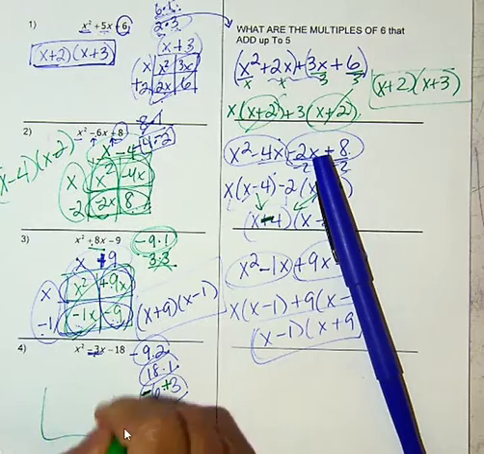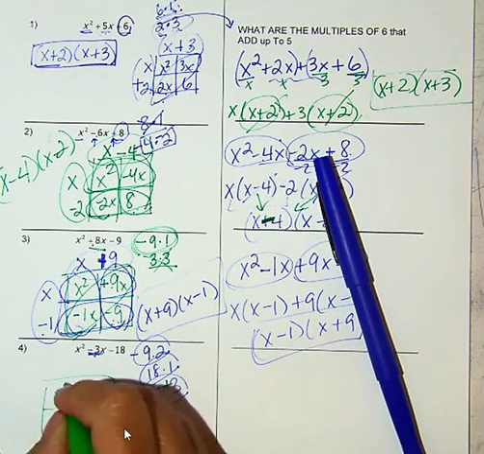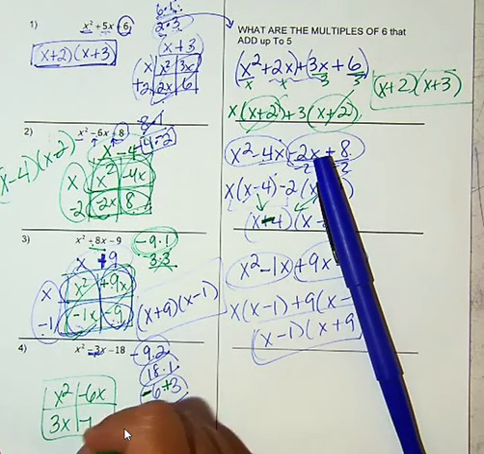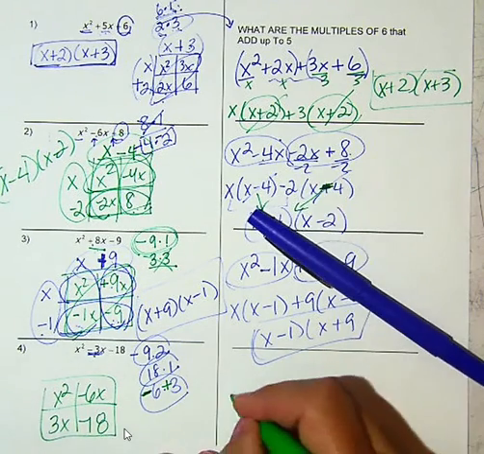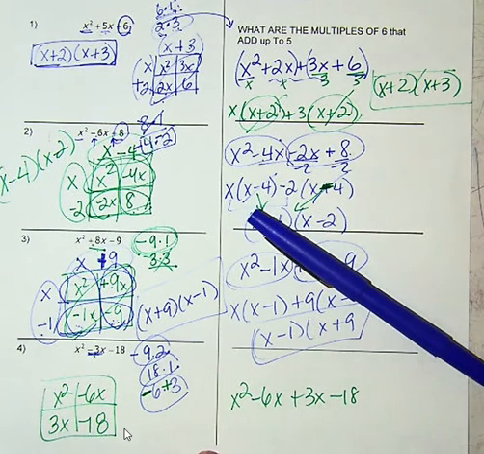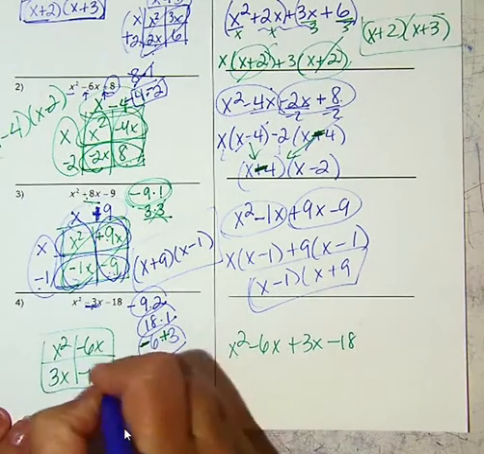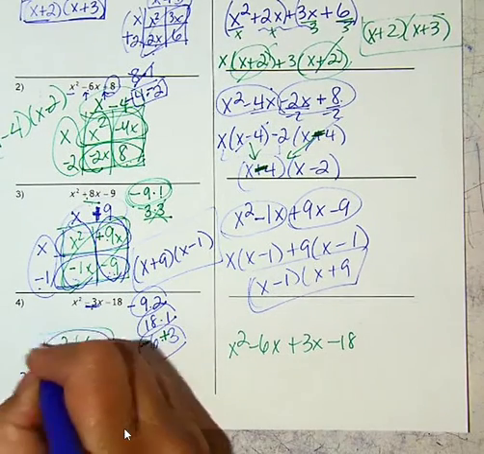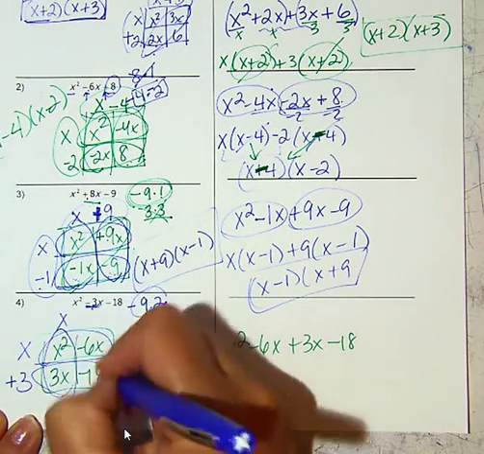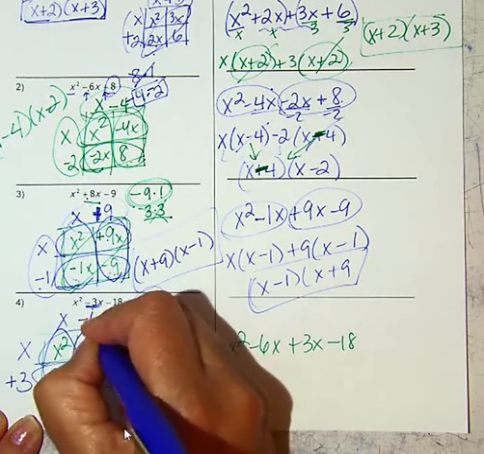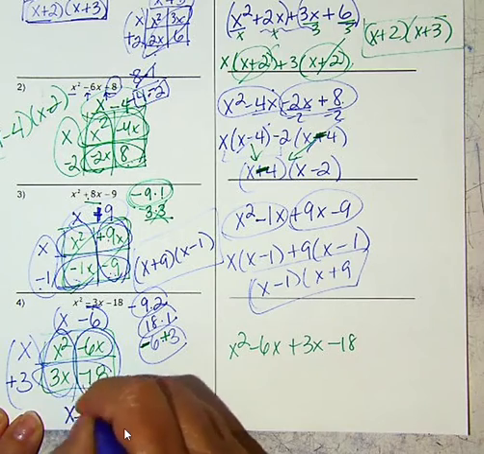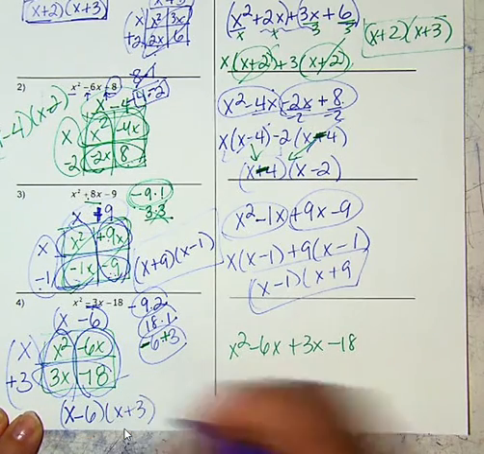So block and block. X squared minus 6x plus 3x minus 18. Either way, you'll get the same answer. What can I factor out? 3. What can I factor out? X. And this is a positive 3. What can I factor out this way? X. What can I factor out this way? They're both negative, so I can take a negative out. My answer is x minus 6 times x plus 3.